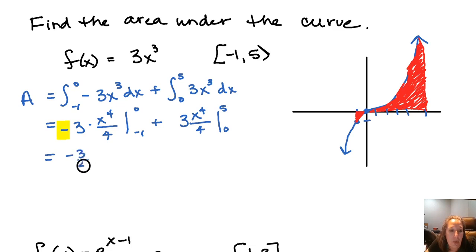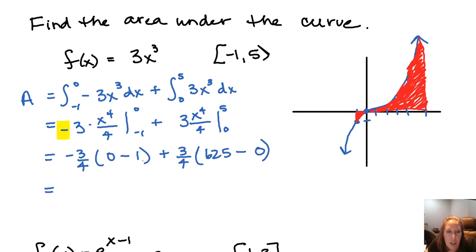So we'll get -3/4 times, if we plug in a 0 there, we're going to get 0 to the 4th, which is 0, minus a -1 raised to the 4th is a +1. And then for our second piece, we're going to have 3/4 times 5 to the 4th is 625, minus 0 to the 4th is 0. So our first piece is going to give us a 3/4.